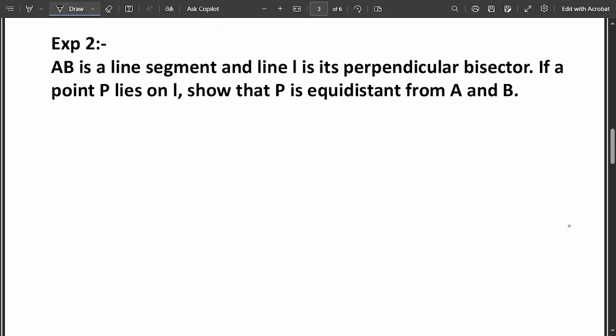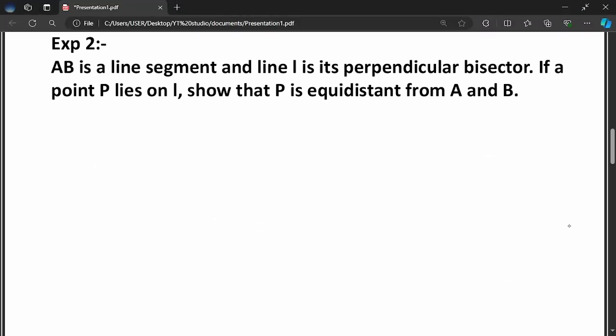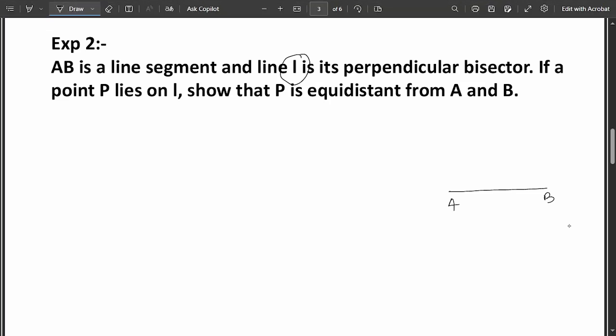Now we have another example. Here AB is a line segment, and a line L is the perpendicular bisector of AB. Suppose we have a line L which is perpendicular to and also bisects this line segment.